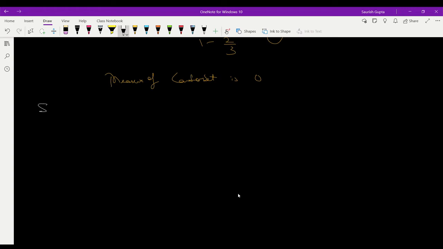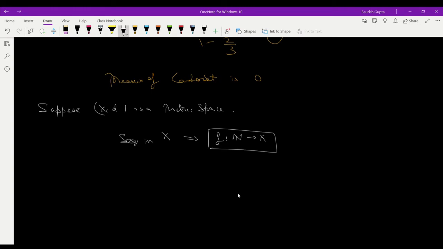Suppose (X, d) is a metric space. A sequence in X is basically a function from the natural numbers to X. The set of all these functions gives you the sequences in a metric space. We have already learned the basics about these functions in real analysis, so they are analogous.